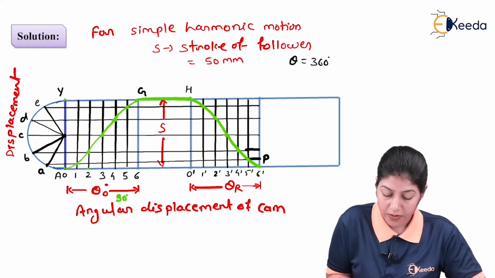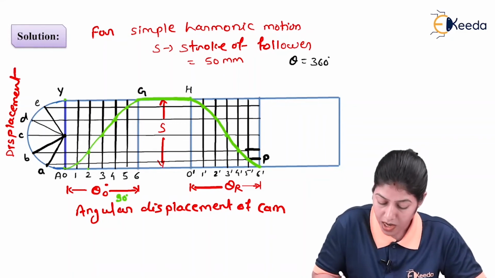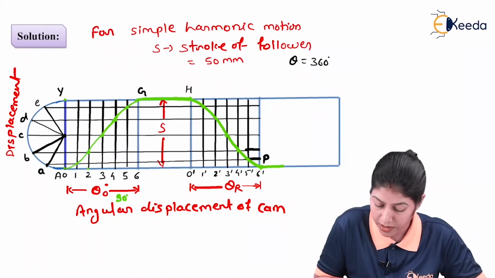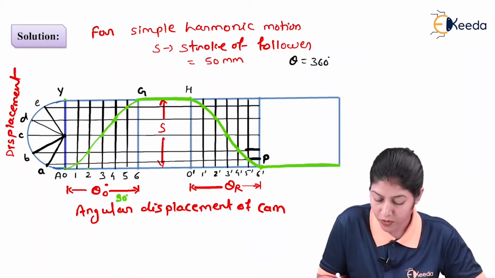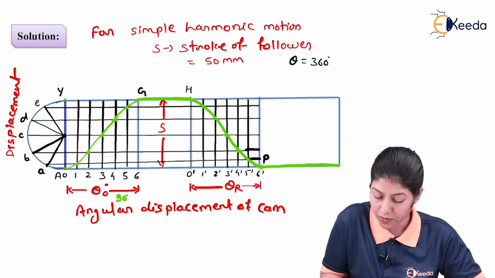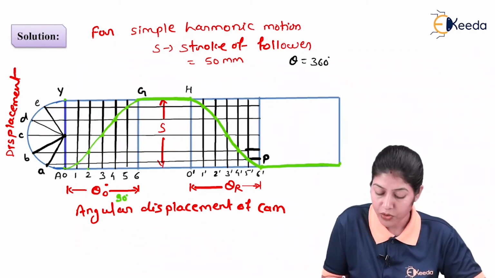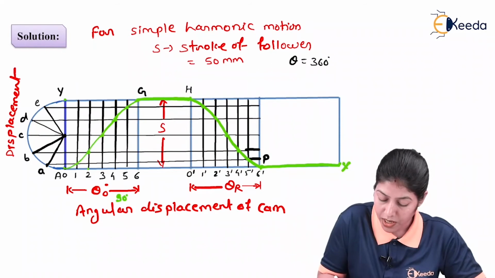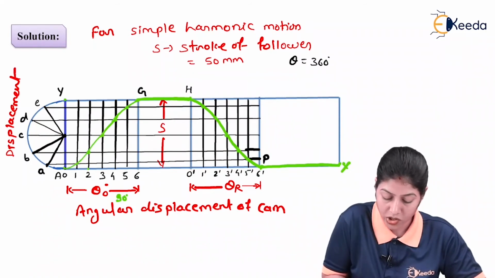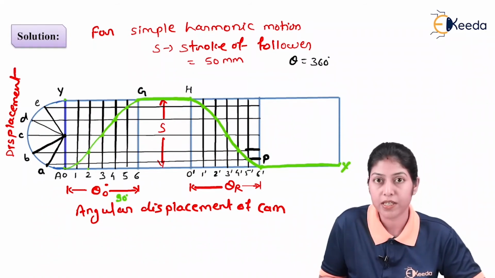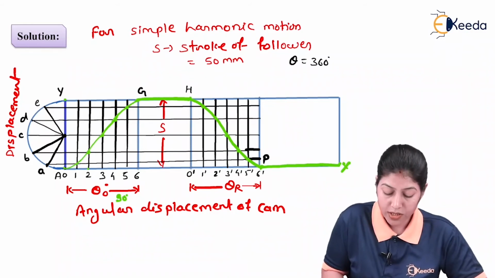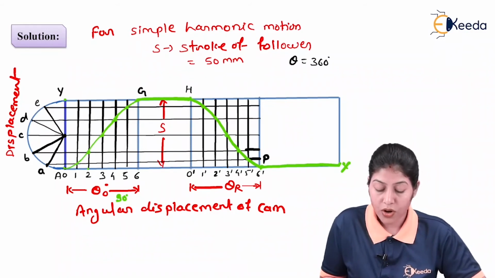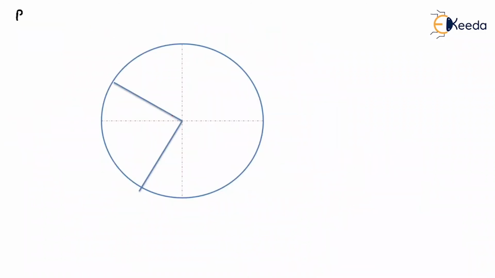So here we have this diagram. Now after the end of the return stroke, we will consider the straight line as the dwell period of 180 degrees. So this line will continue up to the 180 degree dwell period. So from A to G, G to H and H to P, or if we write this point as X, AGHPX is representing the displacement diagram. Now we will use this displacement diagram to draw the profile of the radial cam.